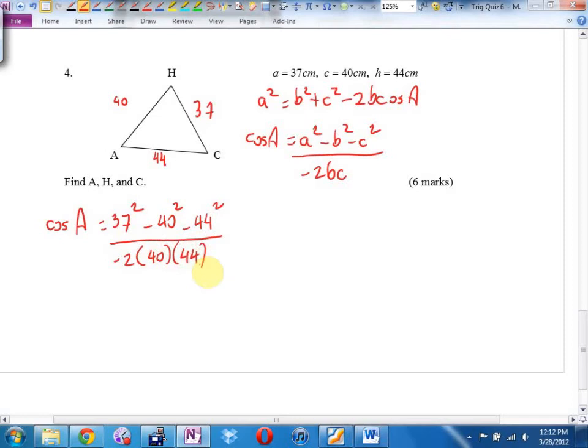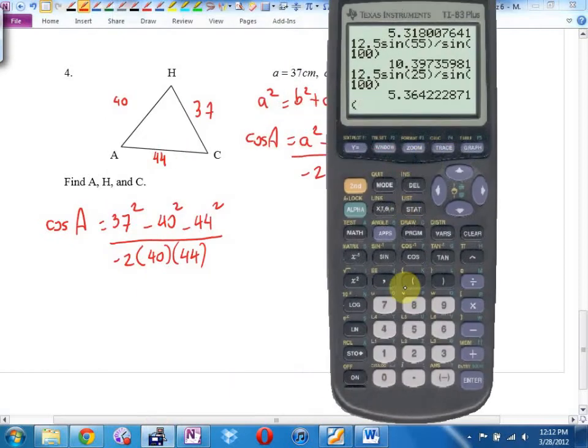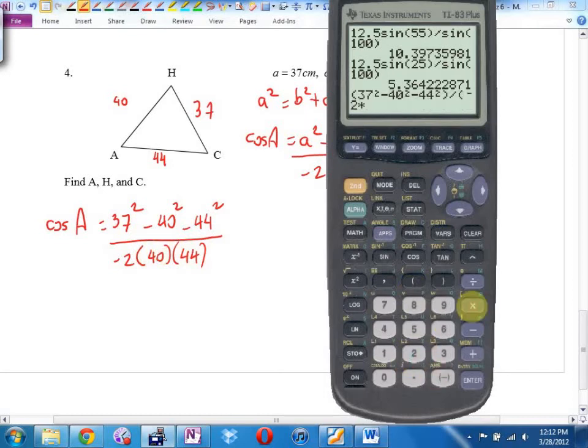Care to have more than one number on the top? Brackets. More than one number on the bottom? Brackets. So I'm going to type it like this. Bracket. 37 squared minus 40 squared minus 44 squared. Close the top off. Divided by bracket. And you may notice, by the way, Nicole, when I write, I'll use brackets for multiplying because that, I think, stands out more when I write. But when I type on my calculator, I'll actually use the times button because it's less typing and it stands out more on my calculator.